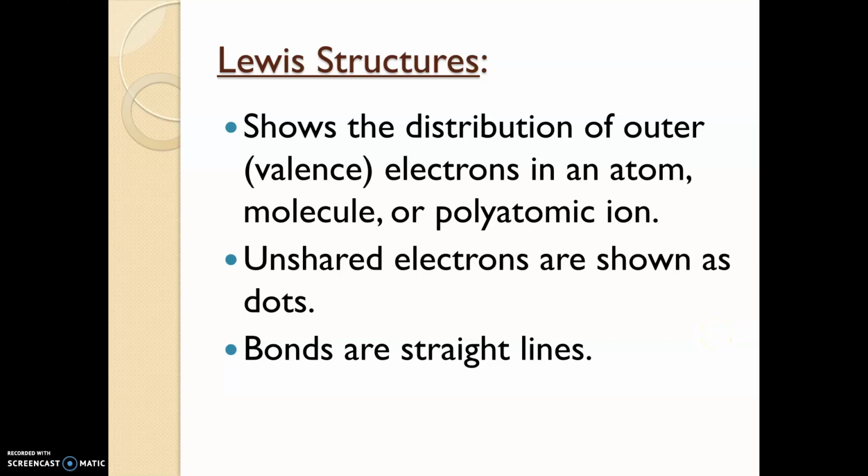Lewis structures. Let's talk about them. Lewis structures show the distribution of outer valence electrons in an atom, molecule, or polyatomic ion. So just to review, unshared electrons are shown as dots.